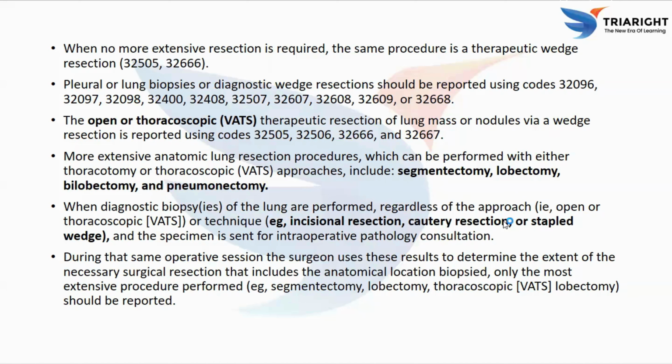Types: segmentectomy, which is removal of a lung segment; lobectomy, removal of one lung lobe; bilobectomy, removal of two lobes, right lung only; pneumonectomy, removal of the entire lung. This can be done via thoracotomy, which is an open approach, and also VATS, which is a thoracoscopic approach. These are the definitive cancer surgeries, but not the biopsies.